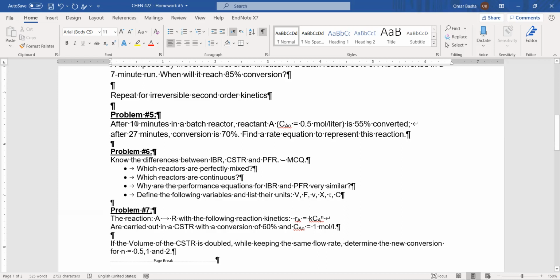So you're being told that at t equals 10 minutes, your conversion is 0.55. At t equals 27 minutes, your conversion is 0.7. You're given that Ca note is equal to 0.5 moles per liter, and you need to find the rate equation. In this case, you don't know if it's first order, second order, whatever. So this is case number 4, remember, when it's an unknown reaction order for the data. So let's solve this problem.